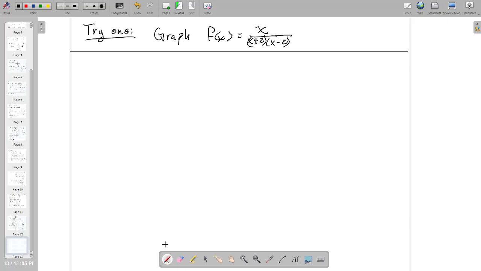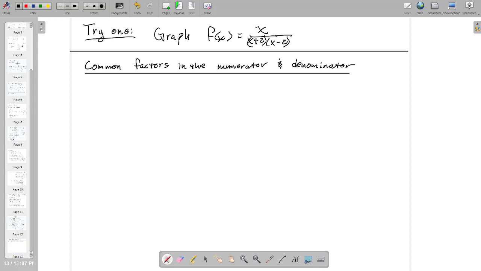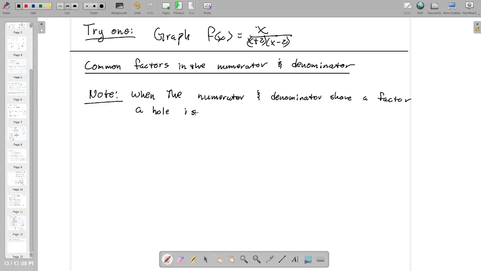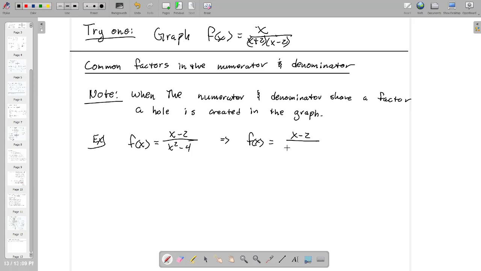The next thing I'm going to talk about is common factors in the numerator and denominator. Note, when the numerator and denominator share a factor, a hole is created in the graph. Let me do an example of this really quickly. Suppose we want to graph the function f of x is equal to x minus 2 divided by x squared minus 4. So the first step would be to factor the numerator and denominator. So f of x is actually equal to x minus 2 divided by x plus 2 times x minus 2.